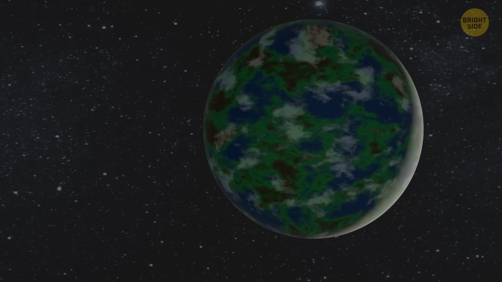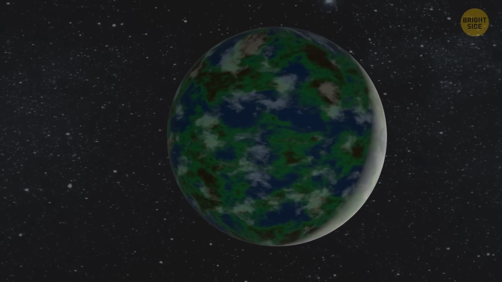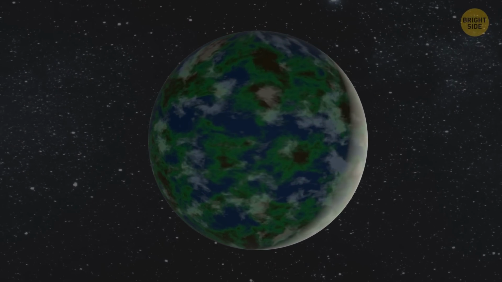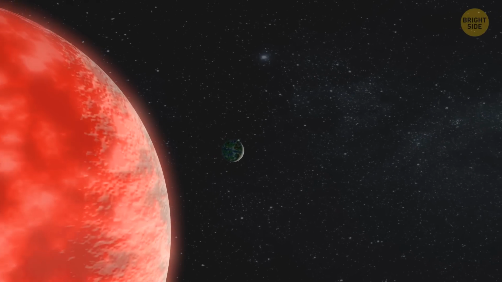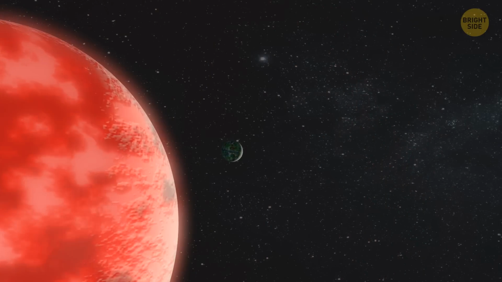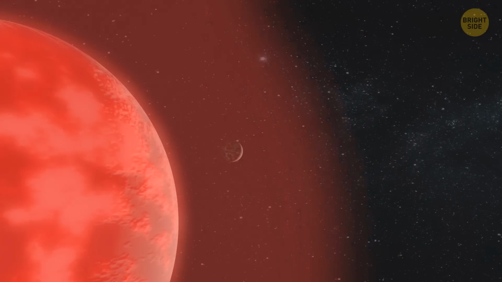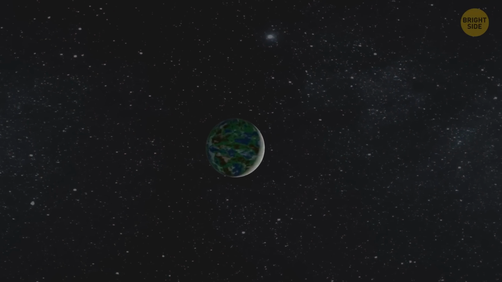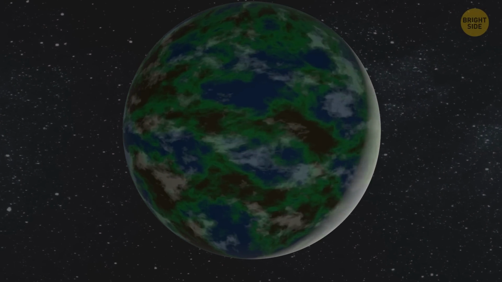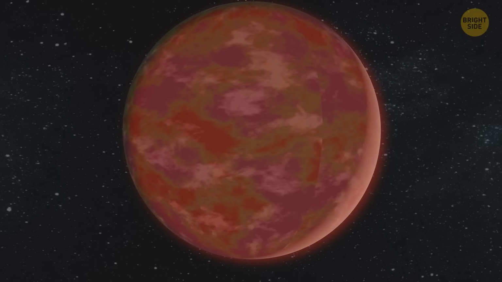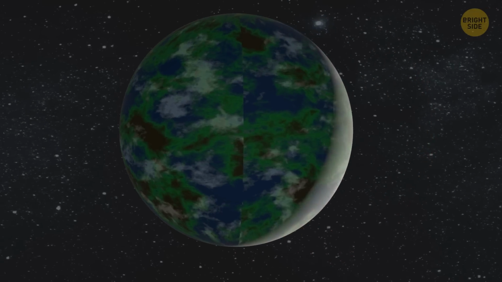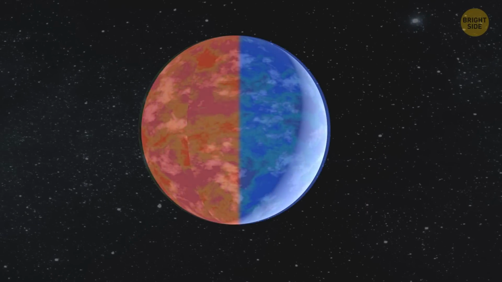But hold on, it's not all sunshine and rainbows for LP-890-9c. It's also really close to its star, meaning it's full of radiation that could potentially make it less habitable. And to top it off, it's tidally locked, just like our moon. That means one side of the planet is always facing the star and is incredibly hot, while the other is always in the dark and really cold.